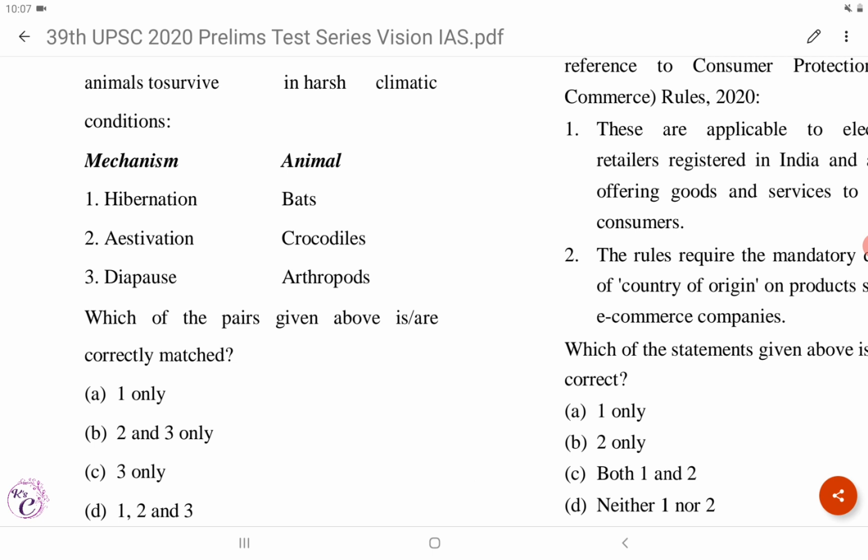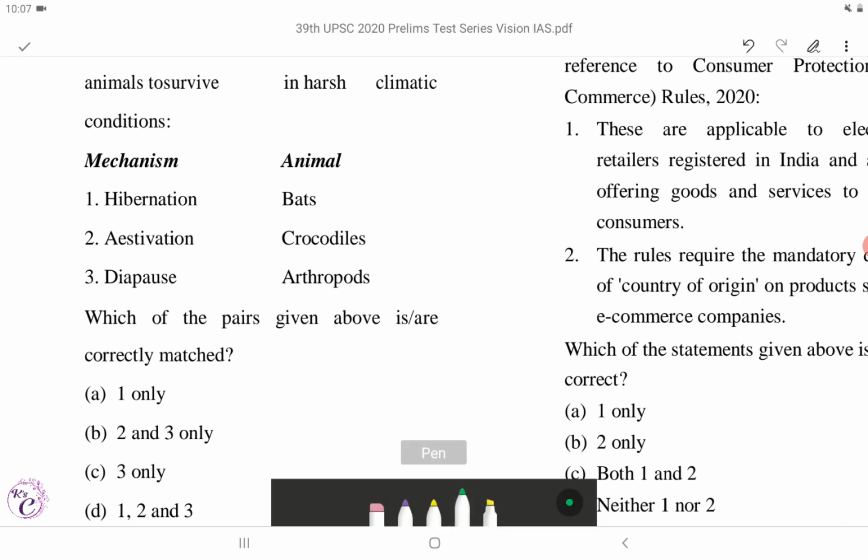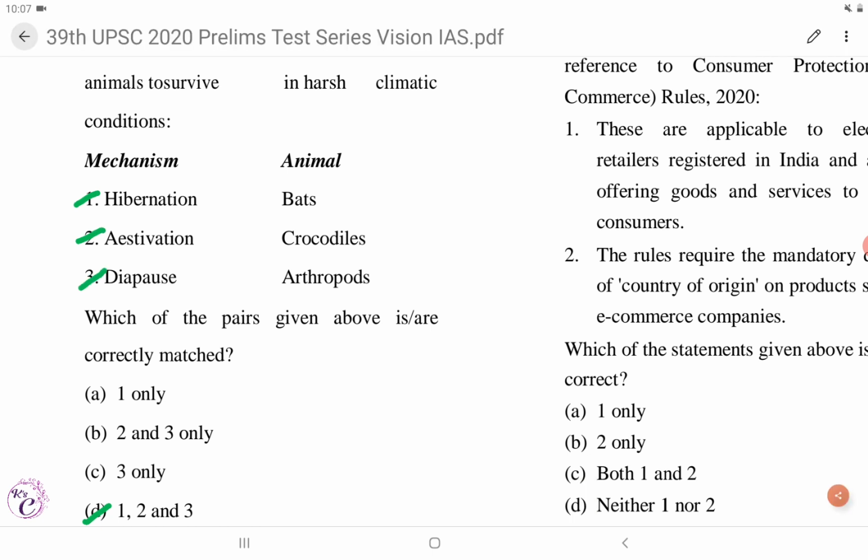So the correct answer is D. That is 1, 2, and 3. So all the pairs are correct.